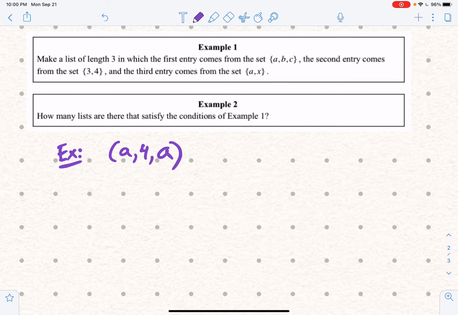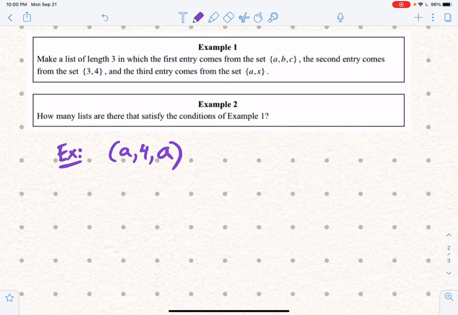The only requirement is that the first entry has to come from this set, the second entry has to come from this set, and the third entry has to come from this set. So this is one example of a list whose entries come from these 3 given sets. Okay. Are there any other lists like that?